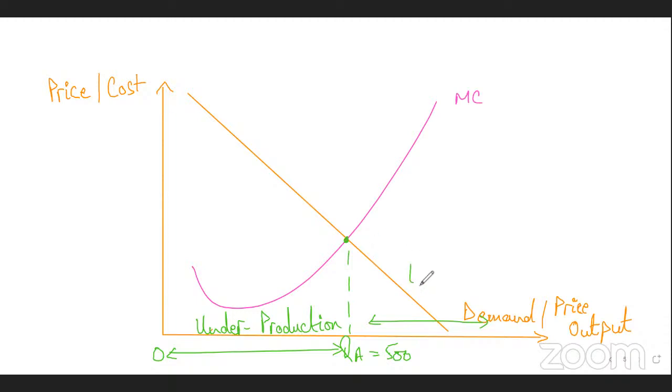So obviously no business would want to produce anything more than 500, but anything less than 500 is also not allocatively efficient, because it's this point where price is equal to marginal cost, which is allocatively efficient. So a business should produce at P equals MC for it to be allocatively efficient.